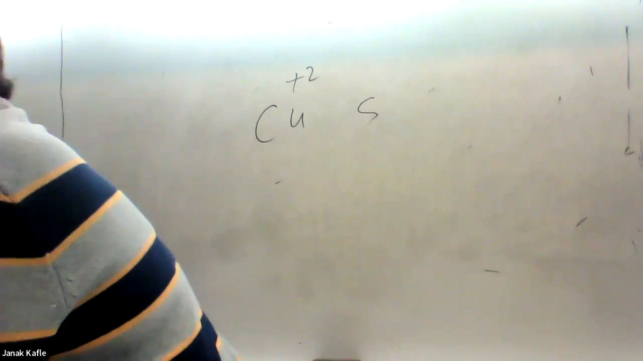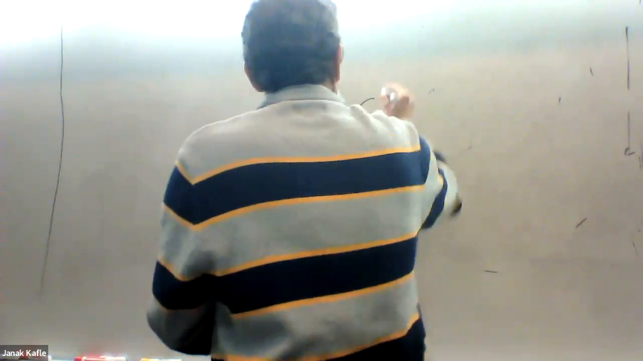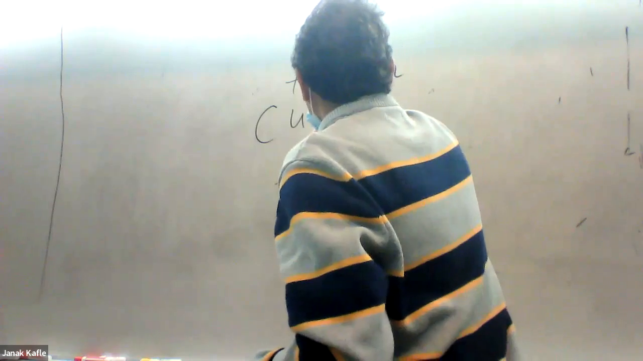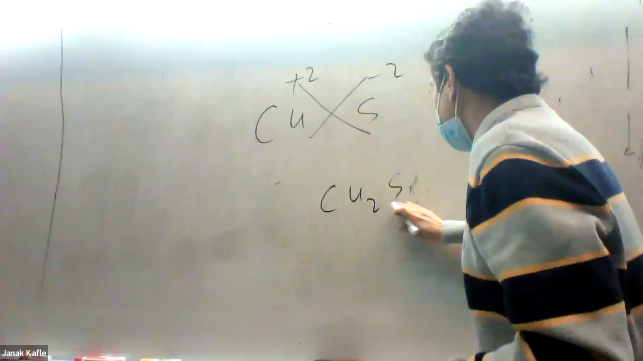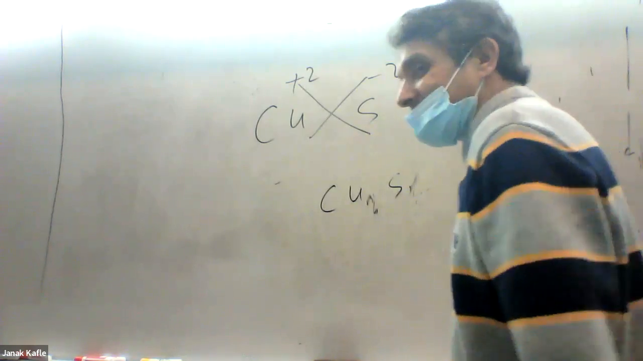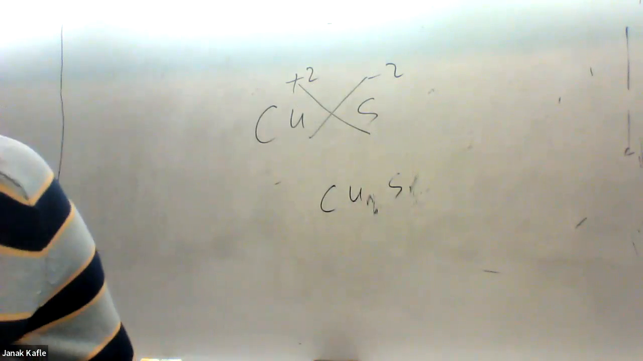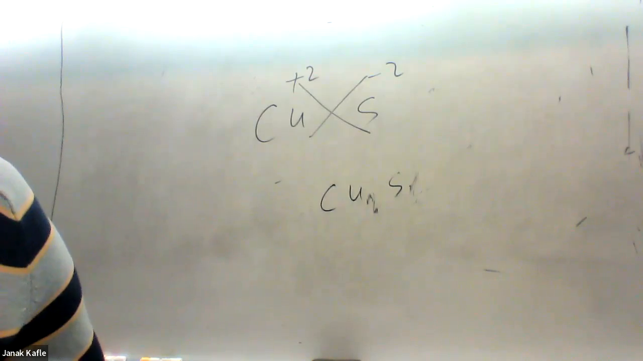So let's go here and -2. So 2 comes there, 2 comes there. Both have 2, 2. So the 2 we don't have to write there because they are the same. So copper sulfide is clearly insoluble here. Copper sulfide is insoluble here.